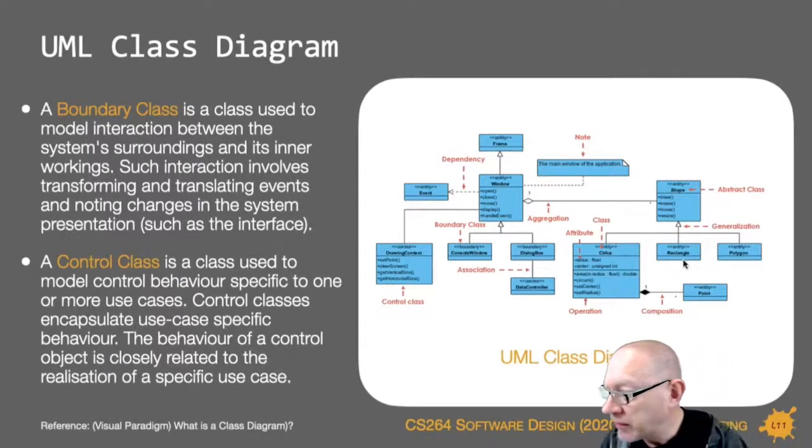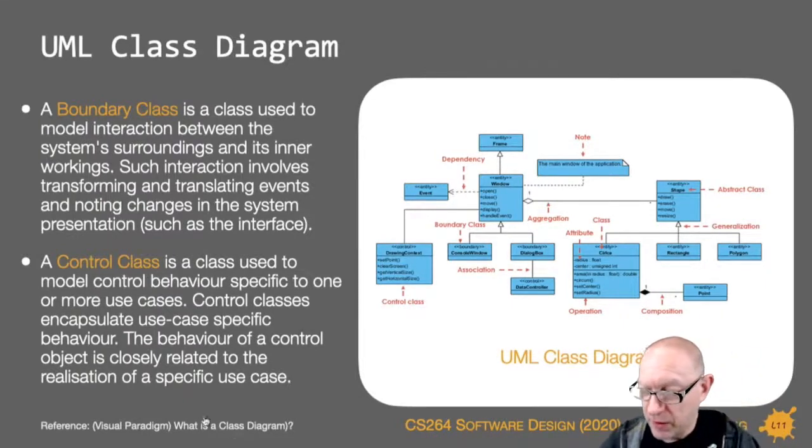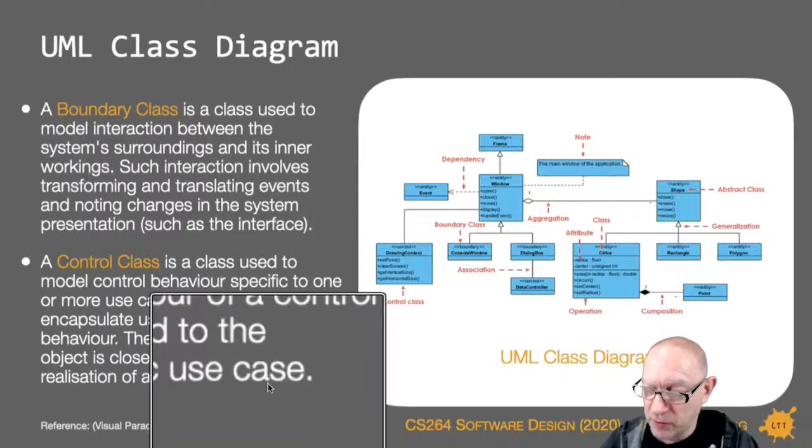And then a control class is a class that's used to model control behavior specific to one or more use cases. We've seen use cases in your software engineering. Control classes encapsulate use case specific behavior. So the behavior of a control object is closely related to the realization of a very specific use case. And that's important that we have those. It's a specific use case.